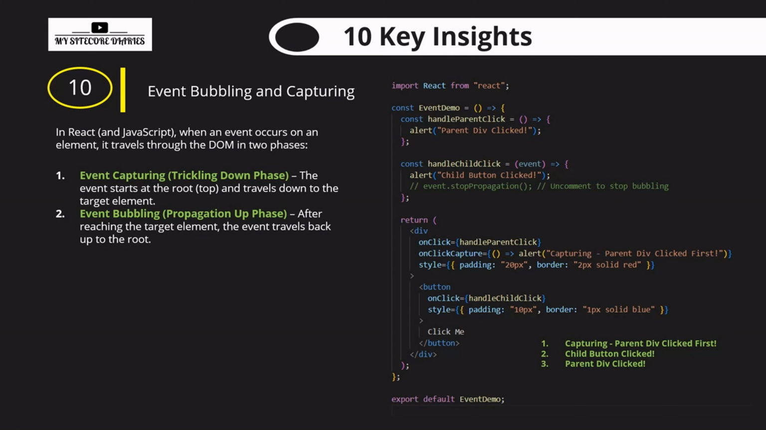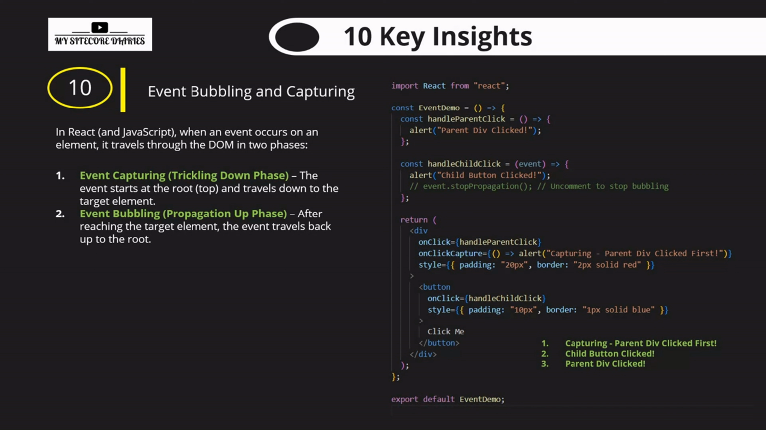Now, if you want to stop the propagation, like you don't want the handleParentClick event to get called when you click on the child button, then you see here event.stopPropagation, which you have to uncomment. When you put event.stopPropagation, it will stop propagating to the top. So this is very important.